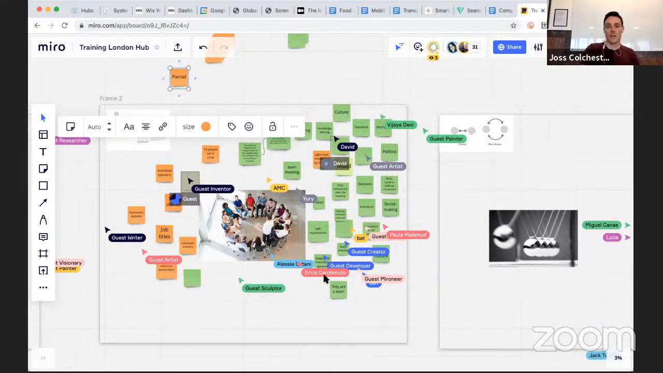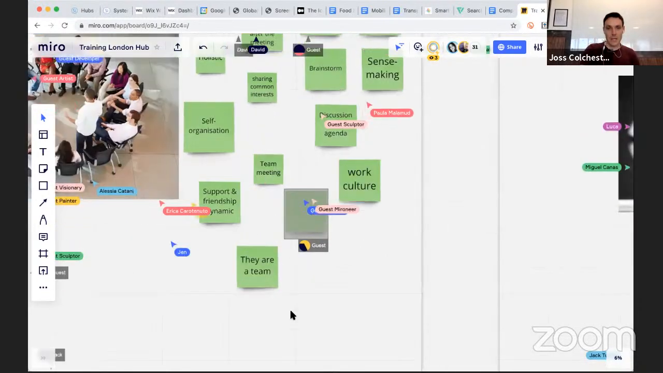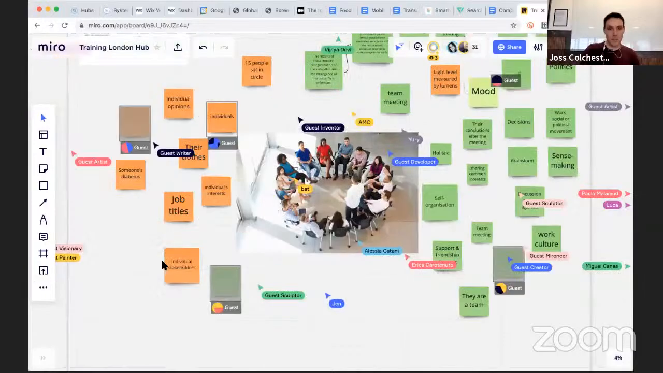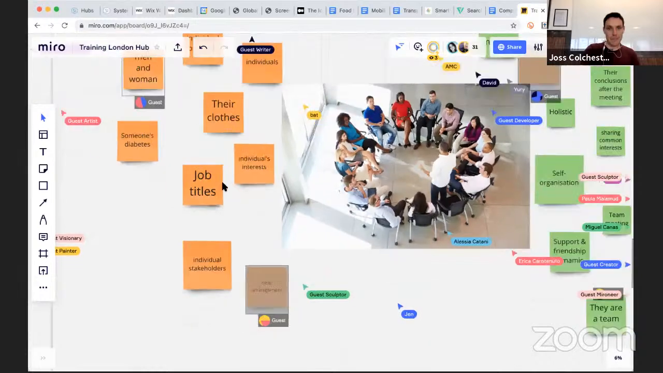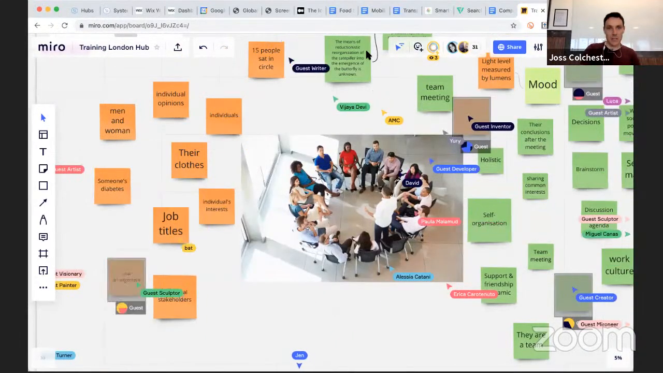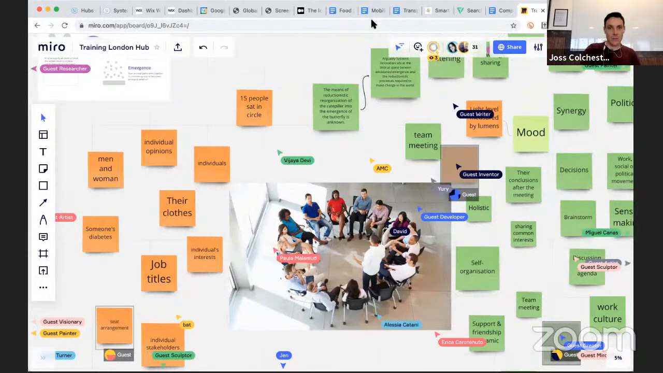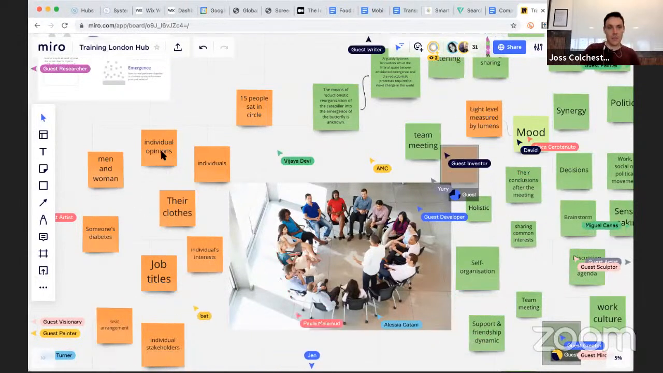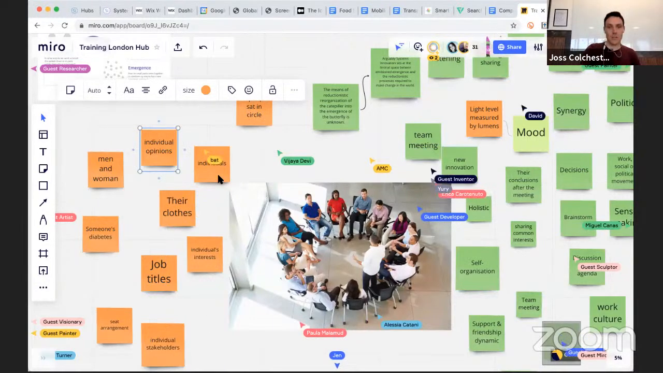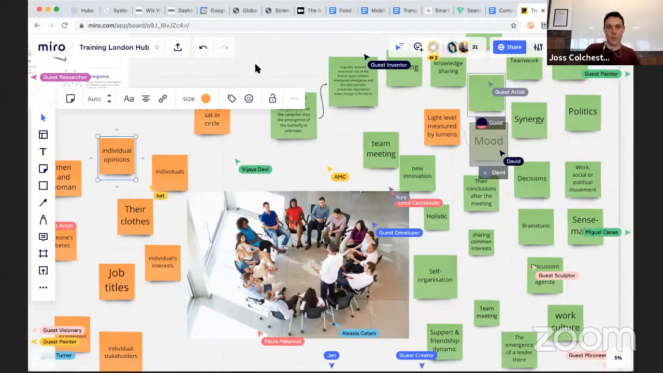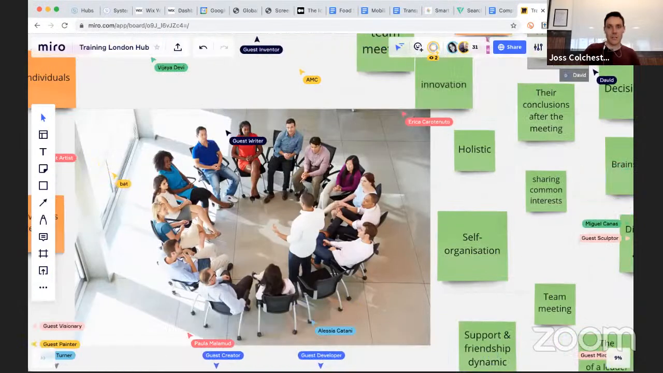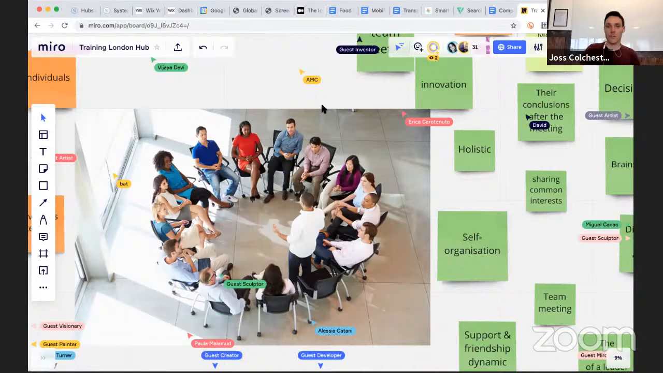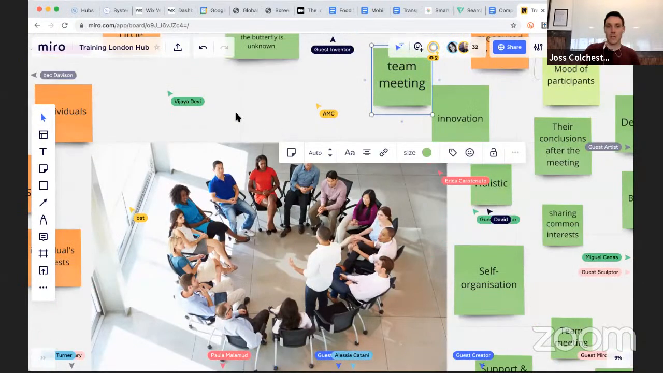Okay, I'm going to jump in and take a look at these for the sake of time. So let's start with these ones here. Individual stakeholders. Yeah, thinking about individual people, job titles, individual interests, their clothes. Someone's debating men and women, individual opinion, individuals. So you get this idea that one way of looking at this is just as a group of individuals, nothing more than the sum of their parts, really. The whole is just a combination of individuals, is one way of looking at that.